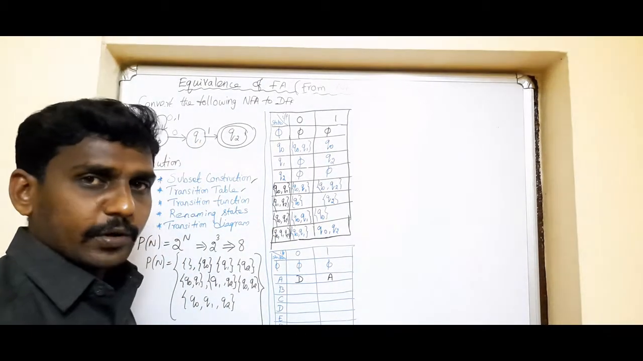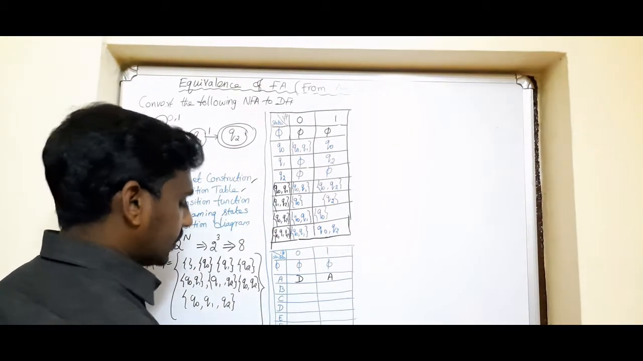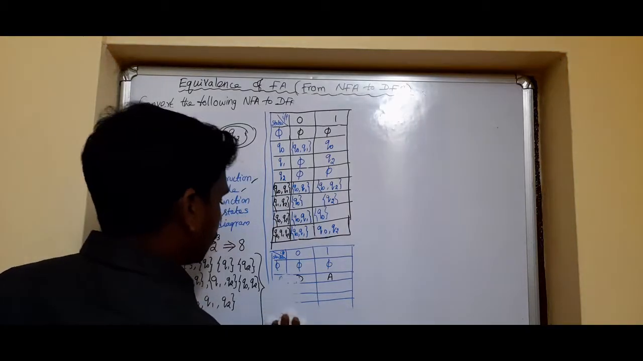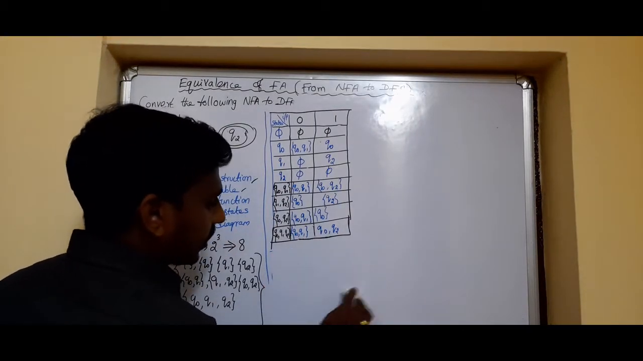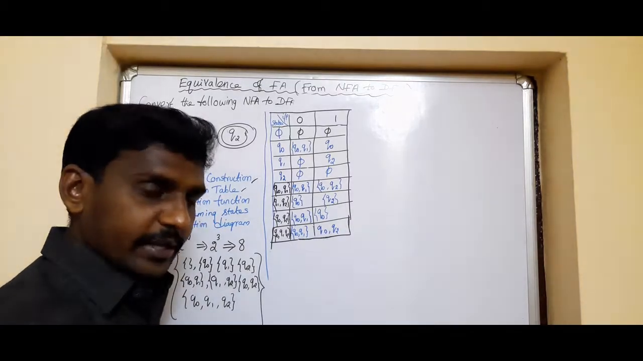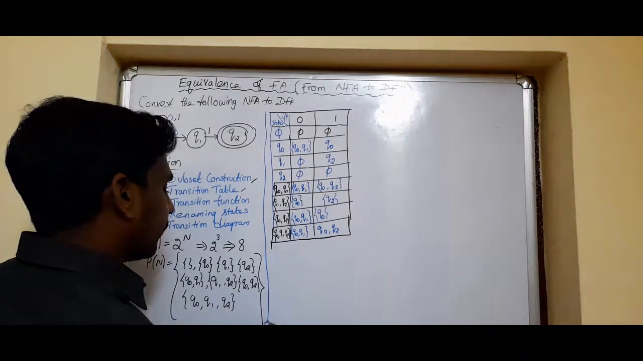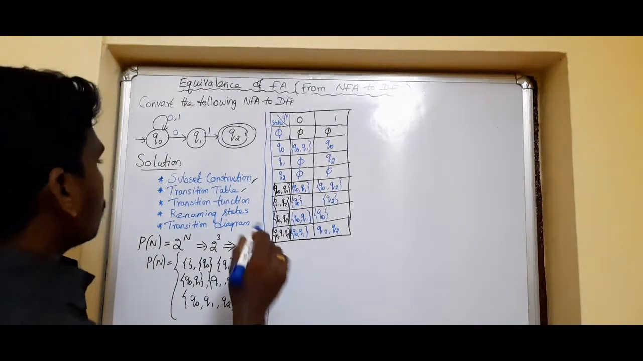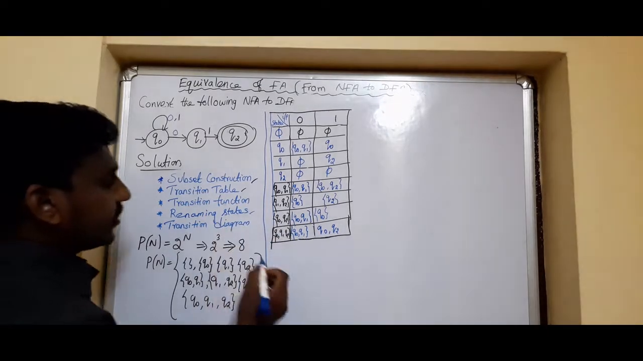So this is an optional one, right? If you want, you can fill this or you can leave it. This is optional because in some books you can see renaming of states, so we can leave that also. If you need it, you can fill it. So third one is the transition function.